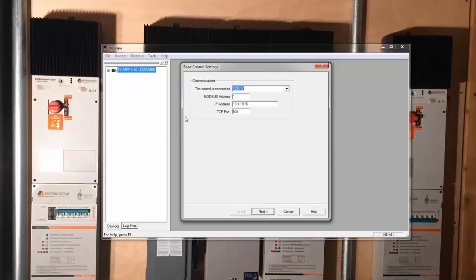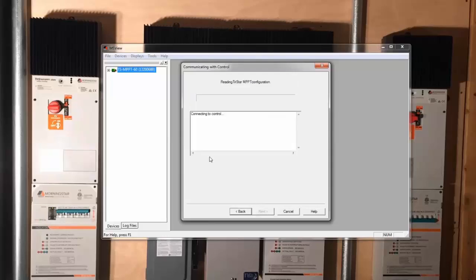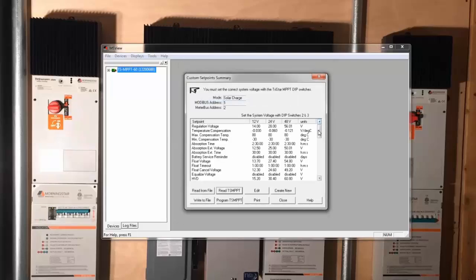So go through and do the read from TriStar command. And this is the controller we're connected to, and it's connecting, read configurations, and it read successfully. And here are all the settings that it's currently programmed with. So you can review all the settings at any time.